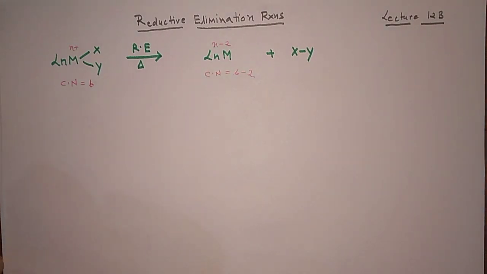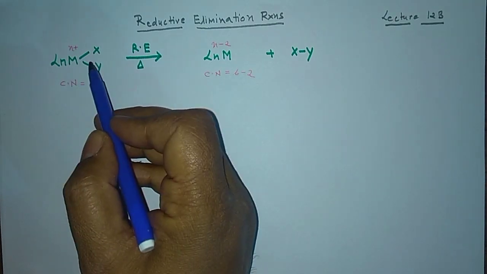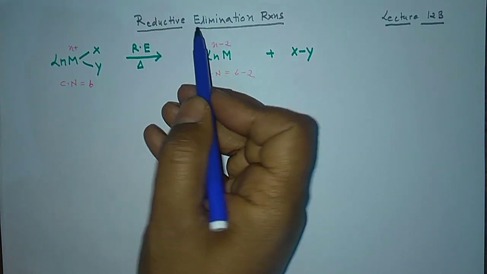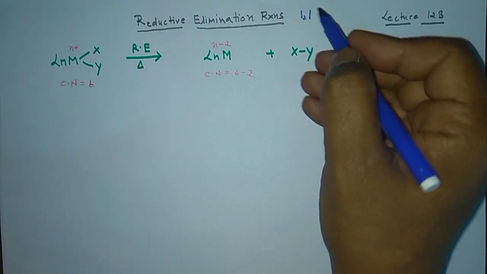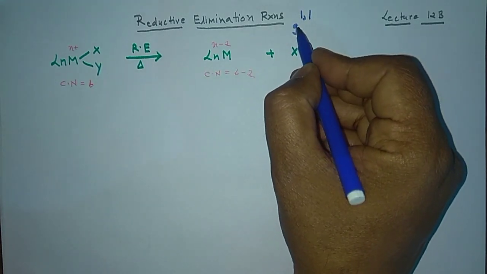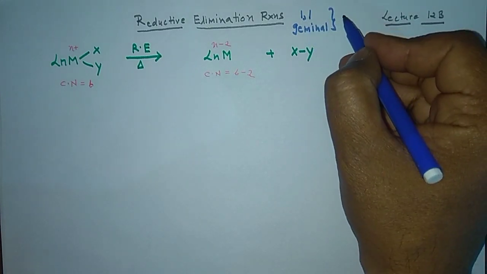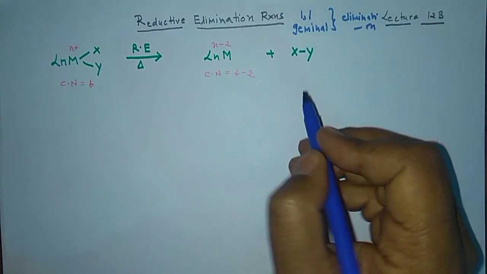One very important thing which you have to keep in mind: since I am eliminating these two groups from the same metal, and you know from the basics of organic chemistry, this is 1,1 elimination. So these reductive elimination reactions are also known as 1,1 elimination reactions. Since these two positions are also known as geminal positions, you can also call it geminal elimination. So either 1,1 elimination or geminal elimination.